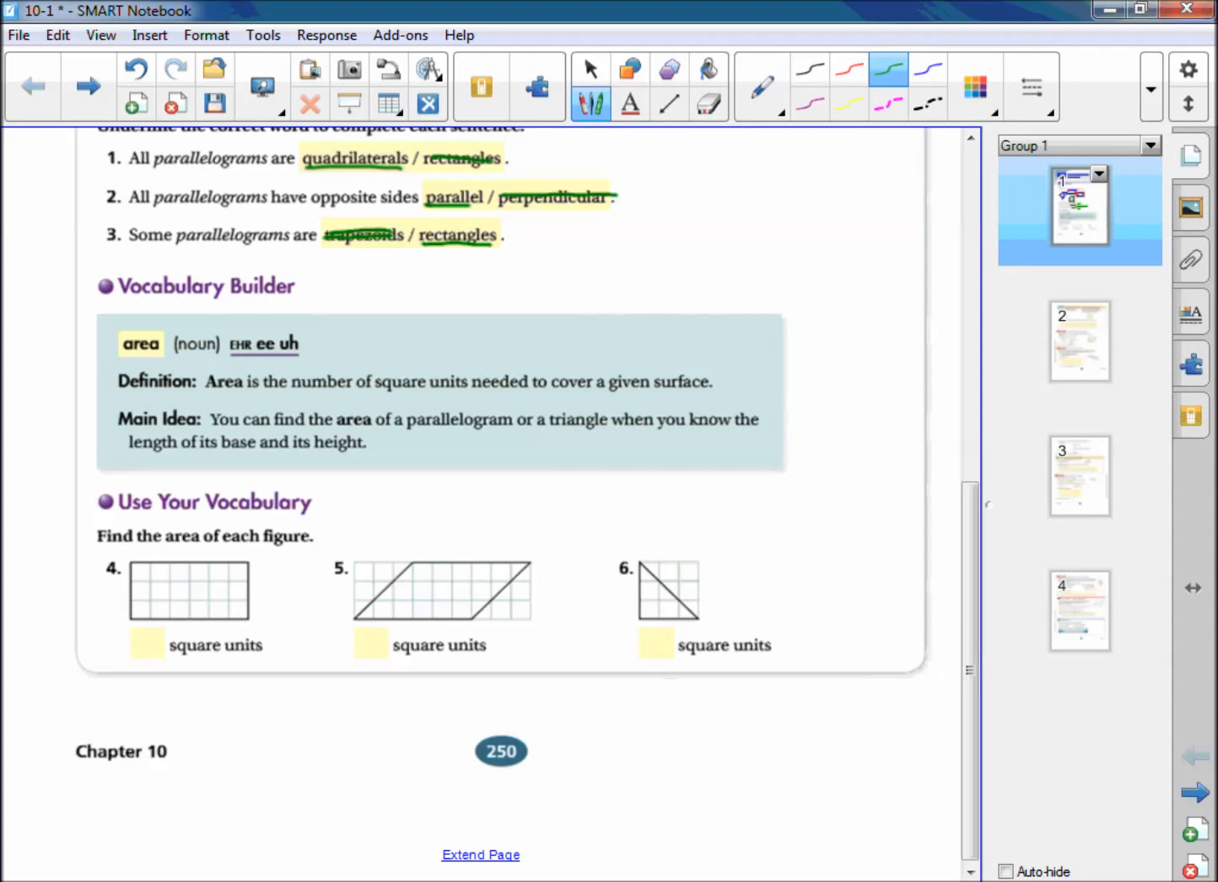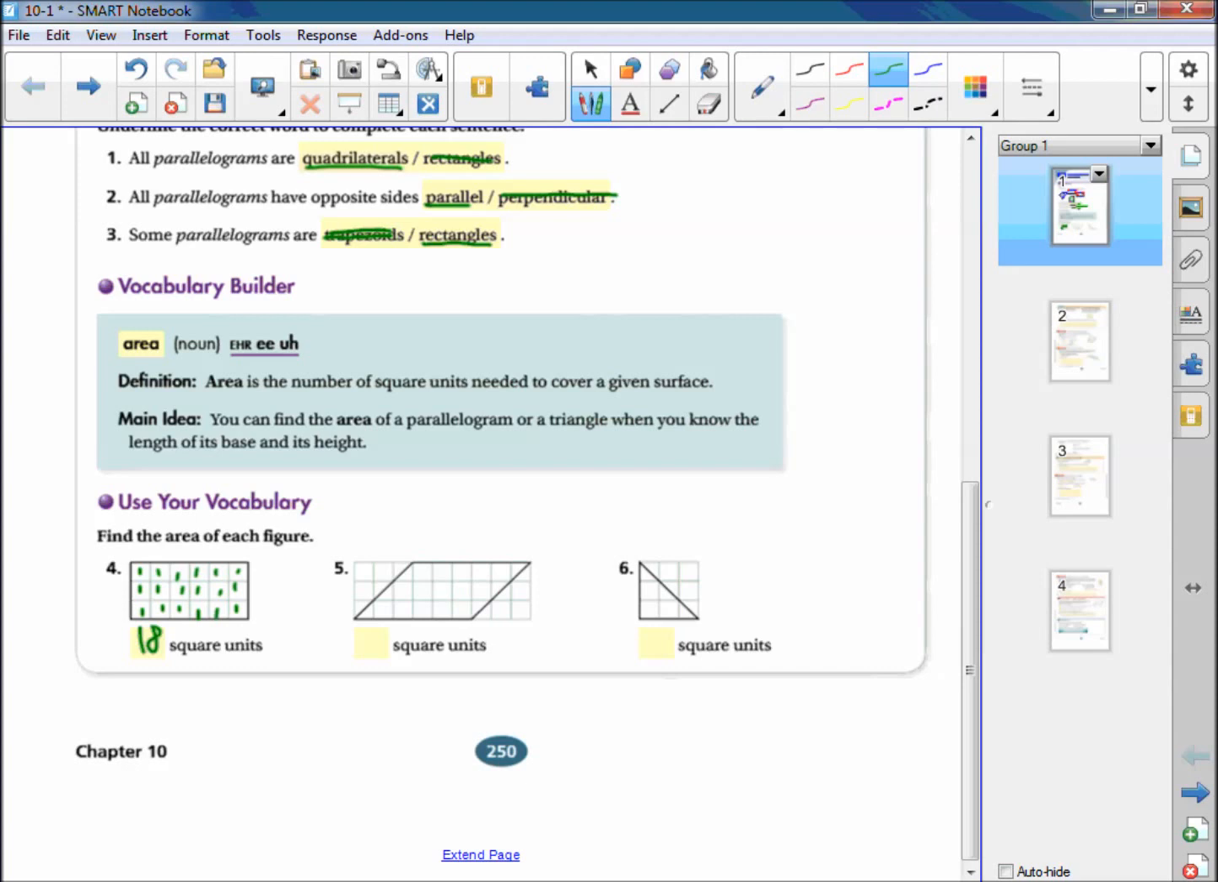All right, so here we just have some review of how you could do area problems without knowing any formulas. For instance, this first rectangle here, we could just count up all the little unit squares that are inside it. 1, 2, 3, 4, 5, 6, 7, 8, 9, 10, 11, 12, 13, 14, 15, 16, 17, 18. So this has an area of 18 square units.